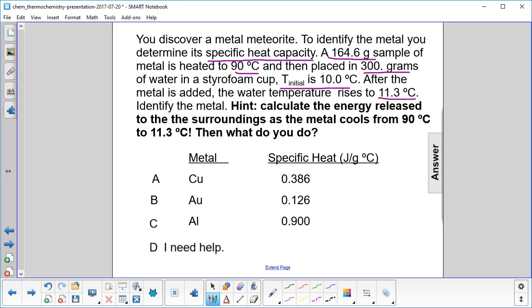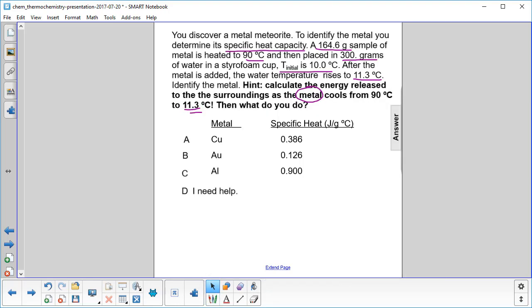Identify the metal. First, calculate the energy released to the surroundings as the metal, just the metal, we're not going to worry about the water here at first, cools from 90 degrees Celsius to 11.3. Then what do you do? Well, you're going to find the energy released in the water. Where did that come from? It came from the metal. So this is a two-part problem. So let's extend the page. It's going to take us a little bit of room here.